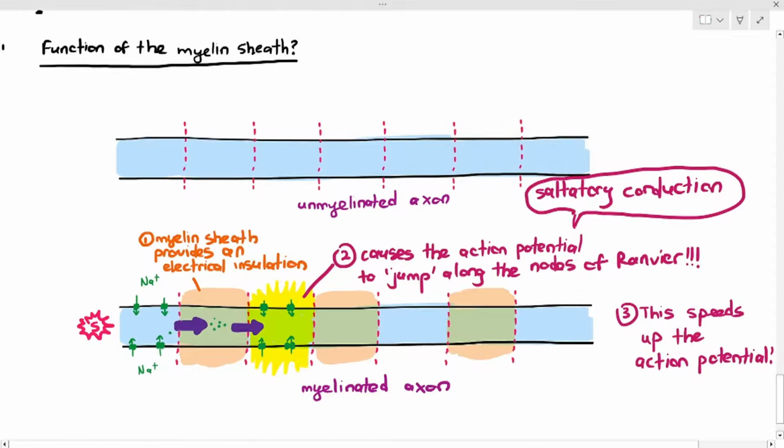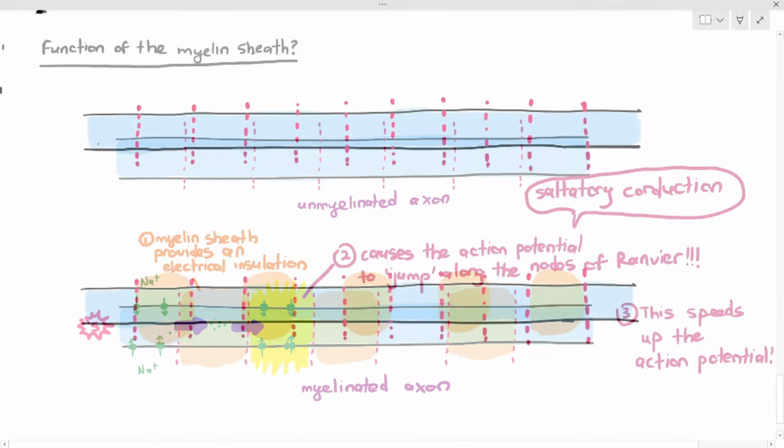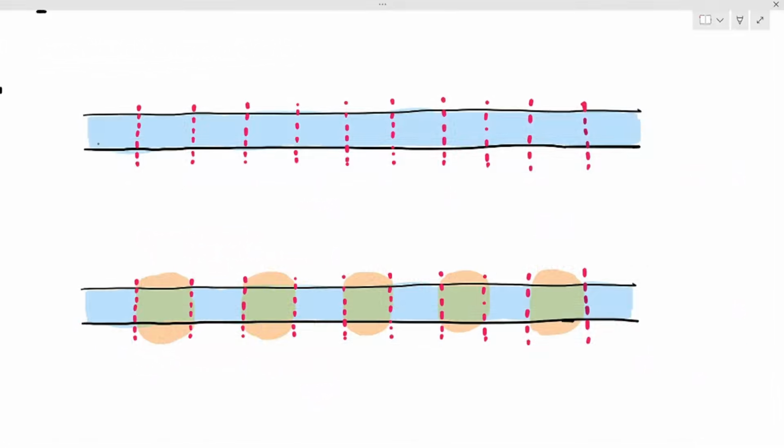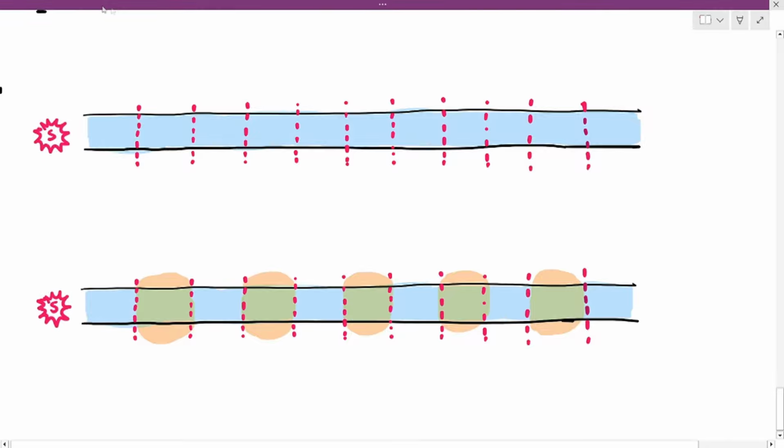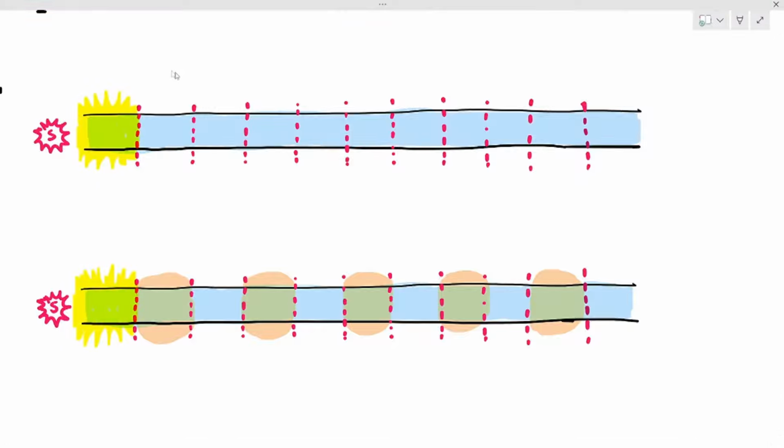Okay, right. If you still don't know how this speeds up the action potential, don't worry. Let's look at it again. I'm going to draw out the axon. Axon at the top is unmyelinated. Axon at the bottom is myelinated, as you can see over there. Now, let's assume that we stimulate both the axons at the same time, as you can see here. So what happens? Both sections of the axon depolarize. How does it depolarize? Because sodium ions rush in.